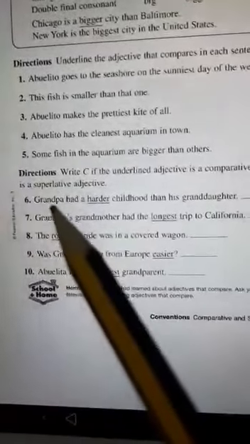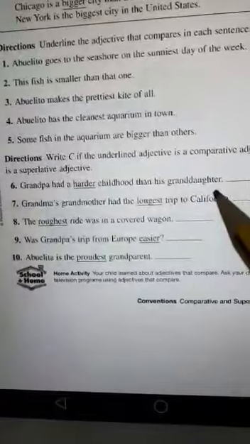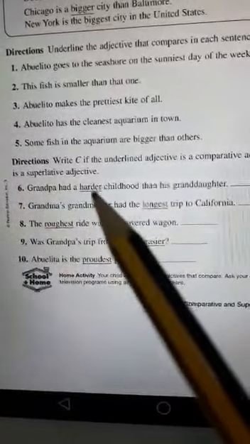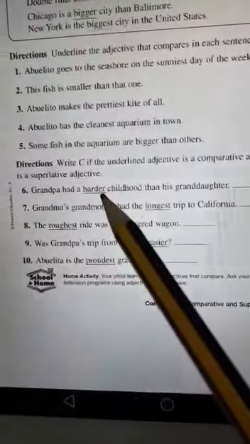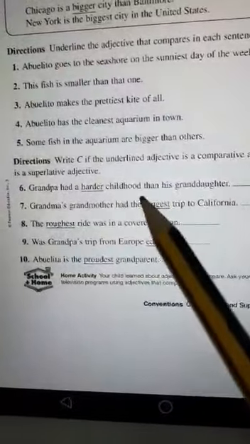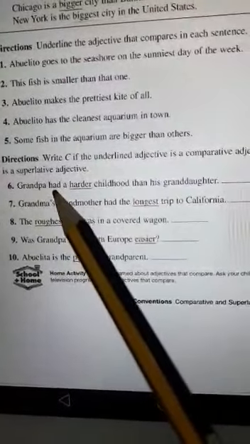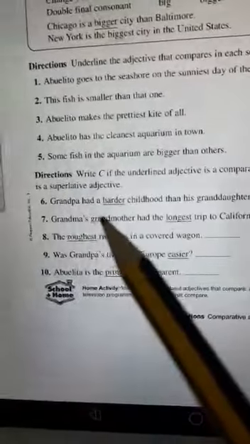Okay, now number 6. Grandpa had a harder childhood than his granddaughter. So what is this adjective? It is with ER. So is this comparative or superlative? What comes after it? Than. Is there any the before it? They are talking about two people, two things or places only. So you will check and put your answer here. So you'll finish reading the other questions and answer the page.